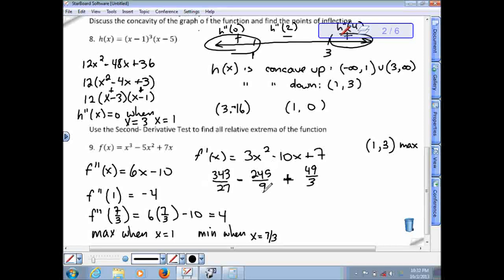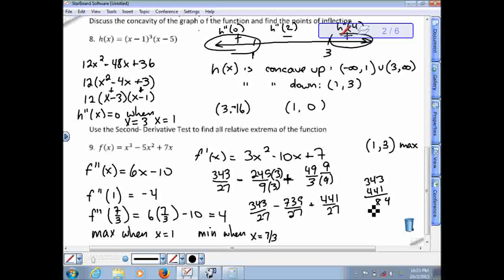So to combine all these, we've got to get a common denominator. So multiply by 9 by 3. So we're going to have 343/27 minus 735/27 plus 441/27. And let's see, 343, we're going to add the 441, we get 784. Now 784 minus 735 is 49/27.